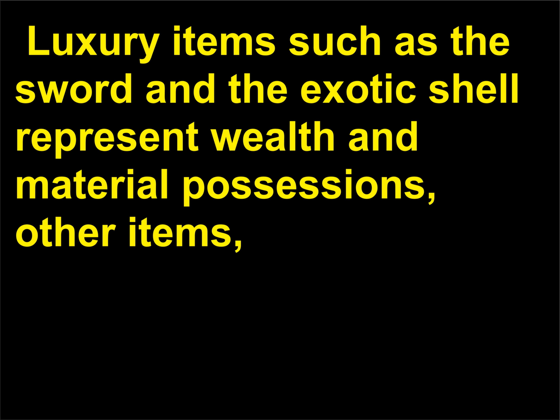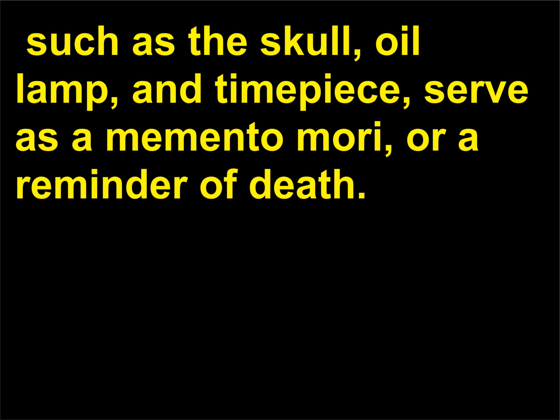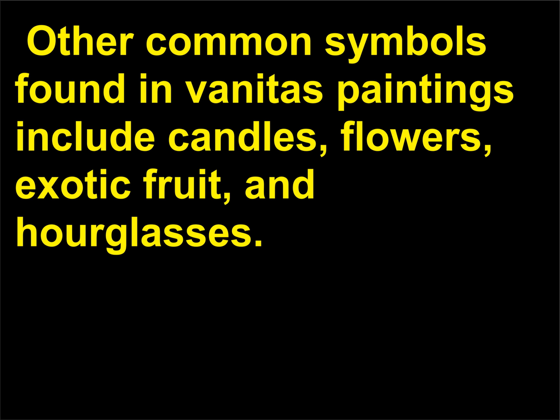Luxury items such as the sword and the exotic shell represent wealth and material possessions. Other items, such as the skull, oil lamp, and timepiece, serve as a memento mori, or a reminder of death. Other common symbols found in Vanitas paintings include candles, flowers, exotic fruit, and hourglasses.